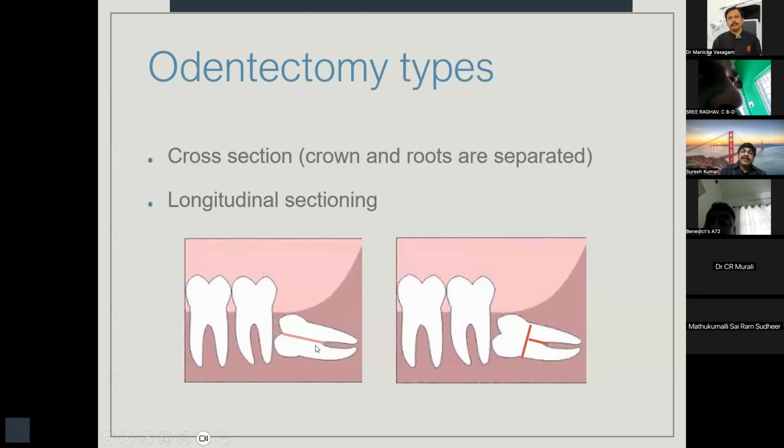So people always prefer to do a longitudinal section and then remove the distal half followed by removal of the mesial half. But there are some situations which may not permit us to do longitudinal section, when you don't have this bifurcation, when it is a conical root. Then we don't have a choice. We will have to do only cross section, remove the crown, and then remove the conical fused root separately. So this is how we decide whether we are going to split the tooth longitudinally or by cross section.